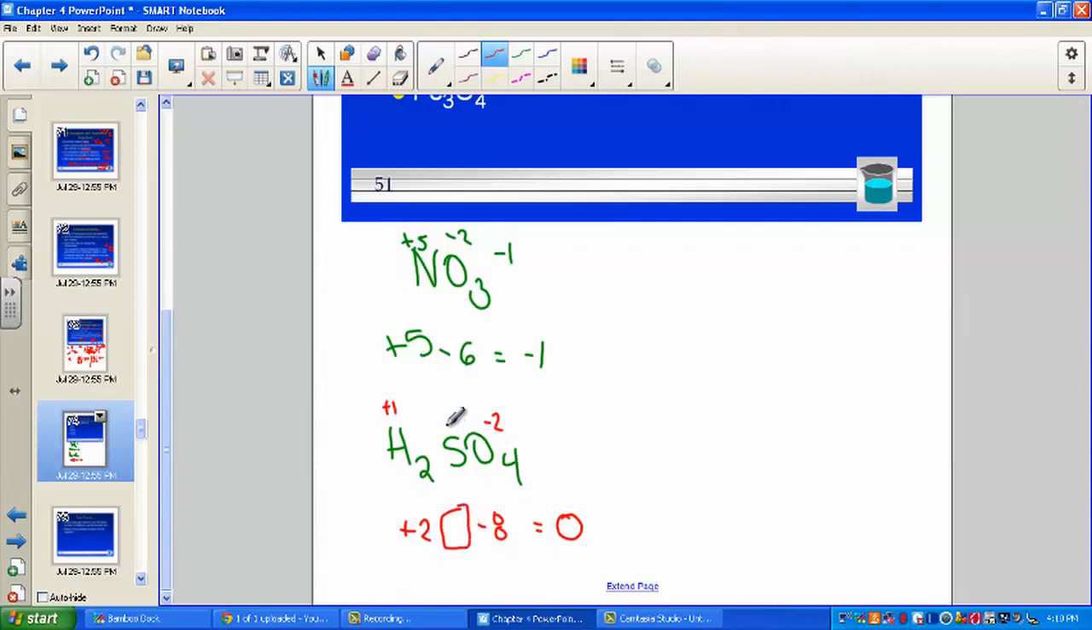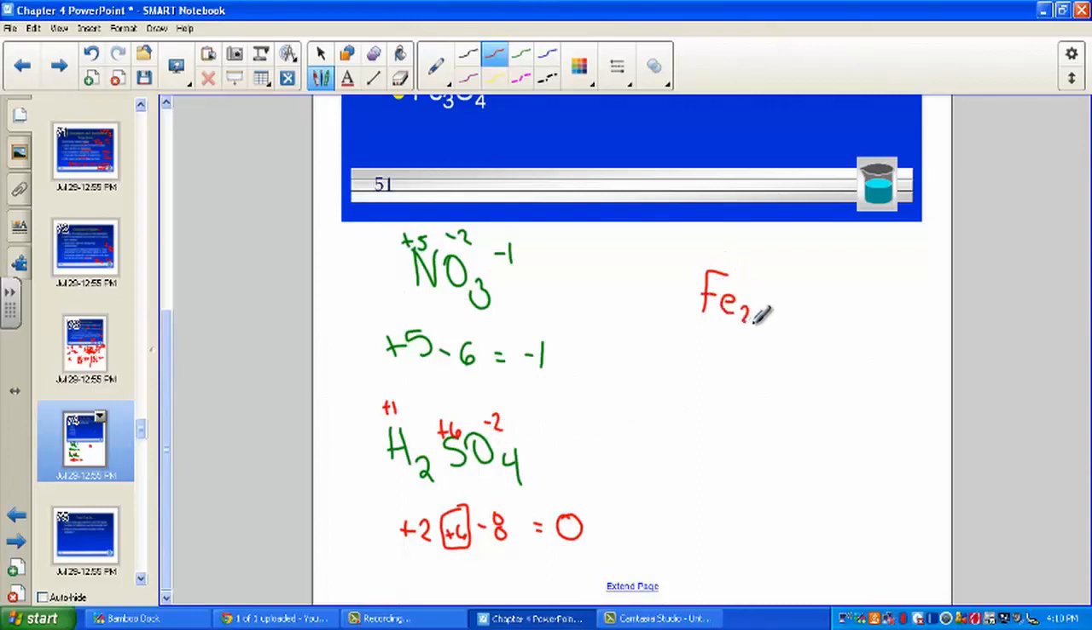What's the missing number that will be the oxidation state for sulfur? Well, we're going to need a +6. 2 units here, +6 gets me a total of +8. -8 lands me to 0. The oxidation number of hydrogen, +1. The oxidation state of sulfur, +6. The oxidation state of oxygen is -2.